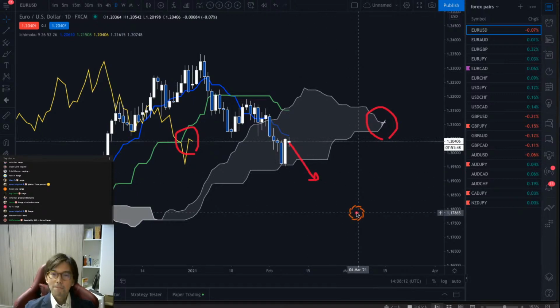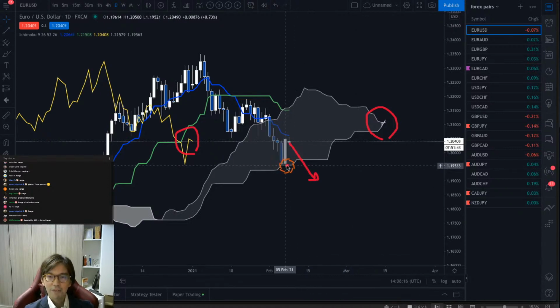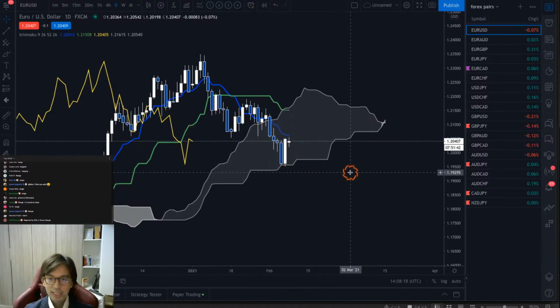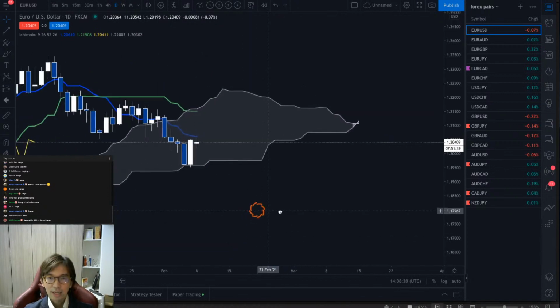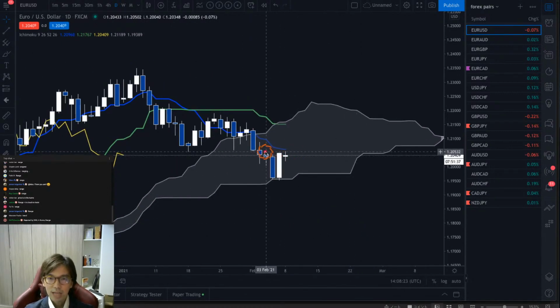Now it looks like the market is supported by this Senkou span B, and is now retracing backwards. And not only that, I can see that there is an outside bar over here, and today's candle is still forming. But if today's candle closes above this outside bar, then we can expect the market to retrace backwards this way.